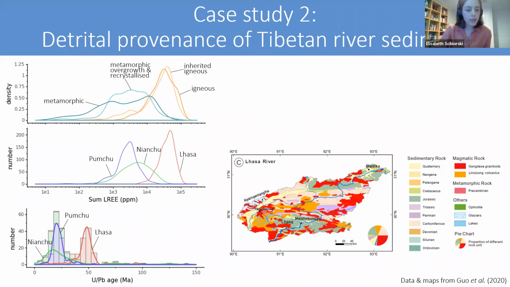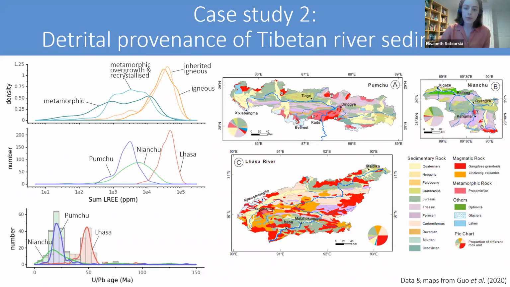And in contrast, if we look at the geological maps of the Nyanchu and the Pumchu catchment areas, these are mostly made up of sedimentary rocks, with a near absence of igneous rocks in the source areas here. And there is actually documented metamorphic titanite growth in the Greater Himalaya domain in these source rocks between 10 to 30 million years. So this distribution of uranium-lead ages and the metamorphic titanite signature is consistent with what has been observed in the bedrocks.